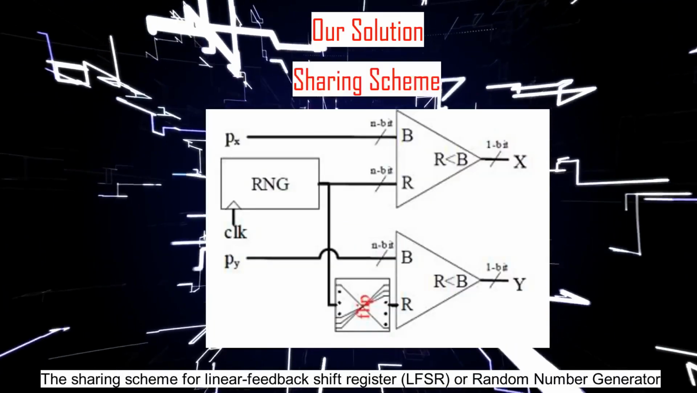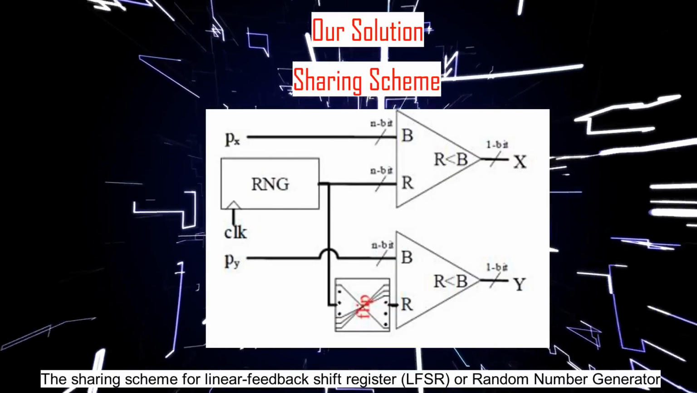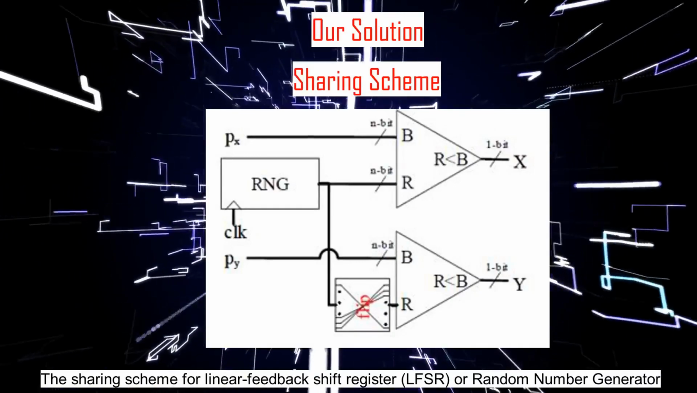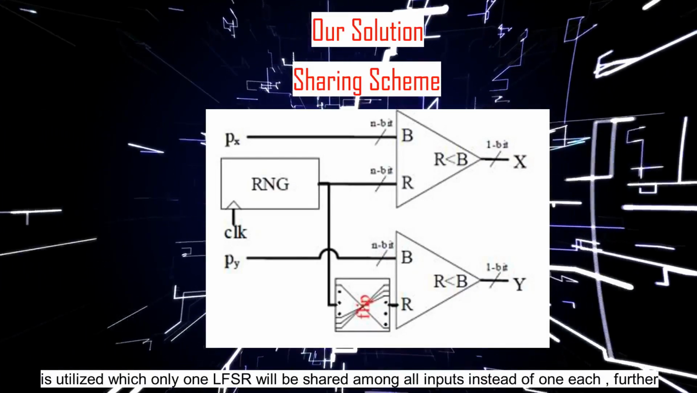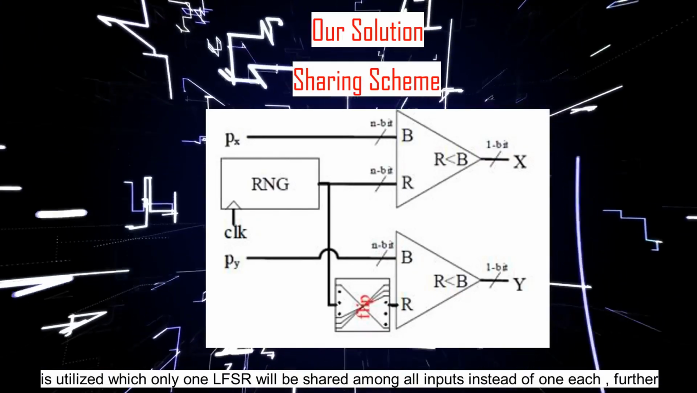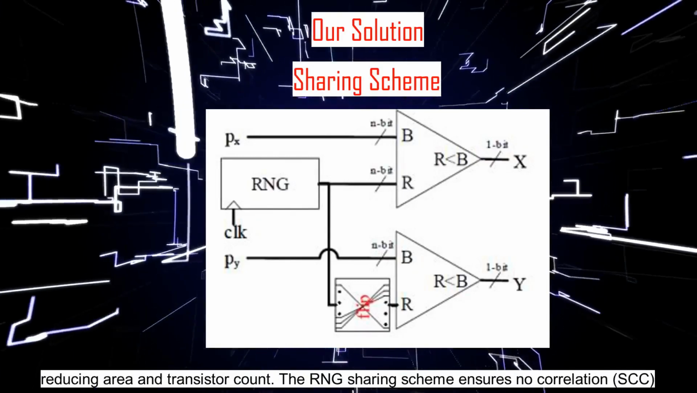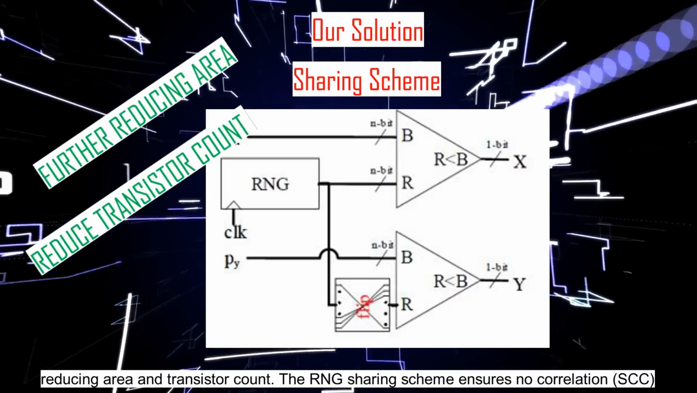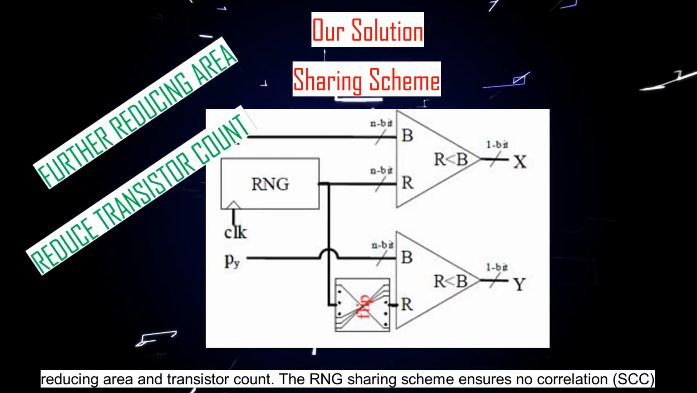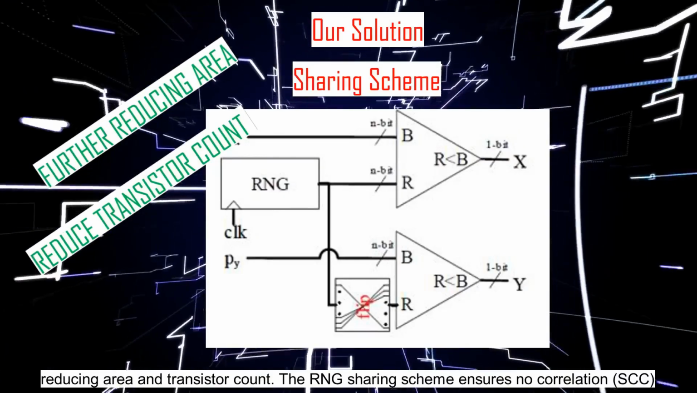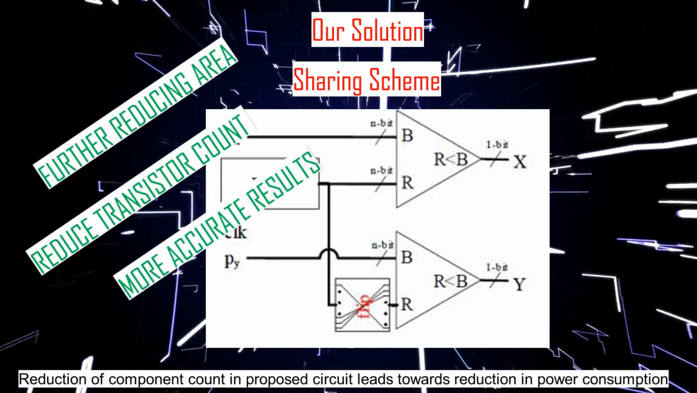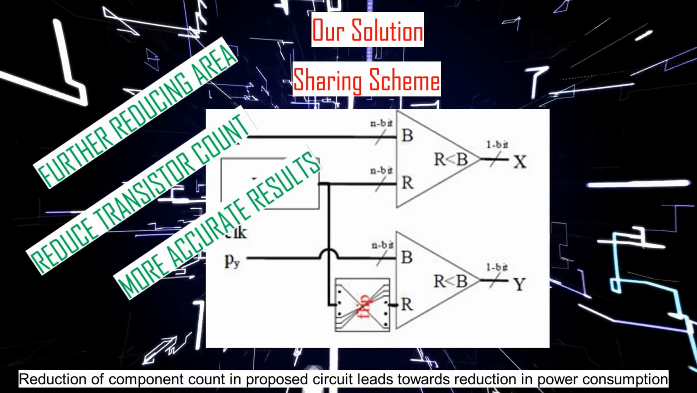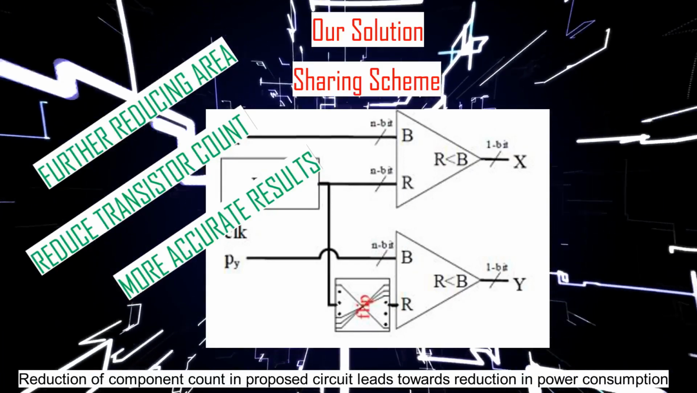The sharing scheme for the linear feedback shift register, LFSR, or random number generator is utilized, where only one LFSR will be shared among all inputs instead of one each, further reducing area and transistor count. The RNG sharing scheme ensures no correlation, SCC, between inputs, thus providing more accurate results. Reduction of component count in the proposed circuit leads towards reduction in power consumption.